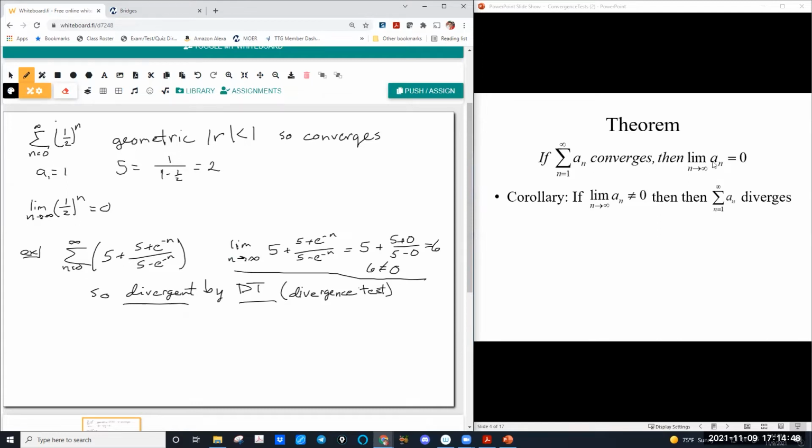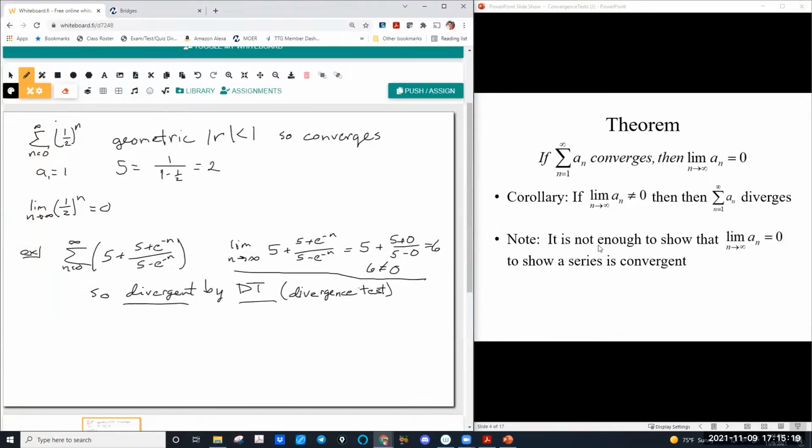So again, here's the theorem. And this is great, but it's not going to prove convergence or divergence. What we can take from it, though, is if the sequence does not go to zero, then the series has to diverge. And we don't have to do any more work than that. So that's why I'm saying this could always be your first step. Make sure that that sequence goes to zero. If it does go to zero, then you move on to the next test. If it does not, you're done.